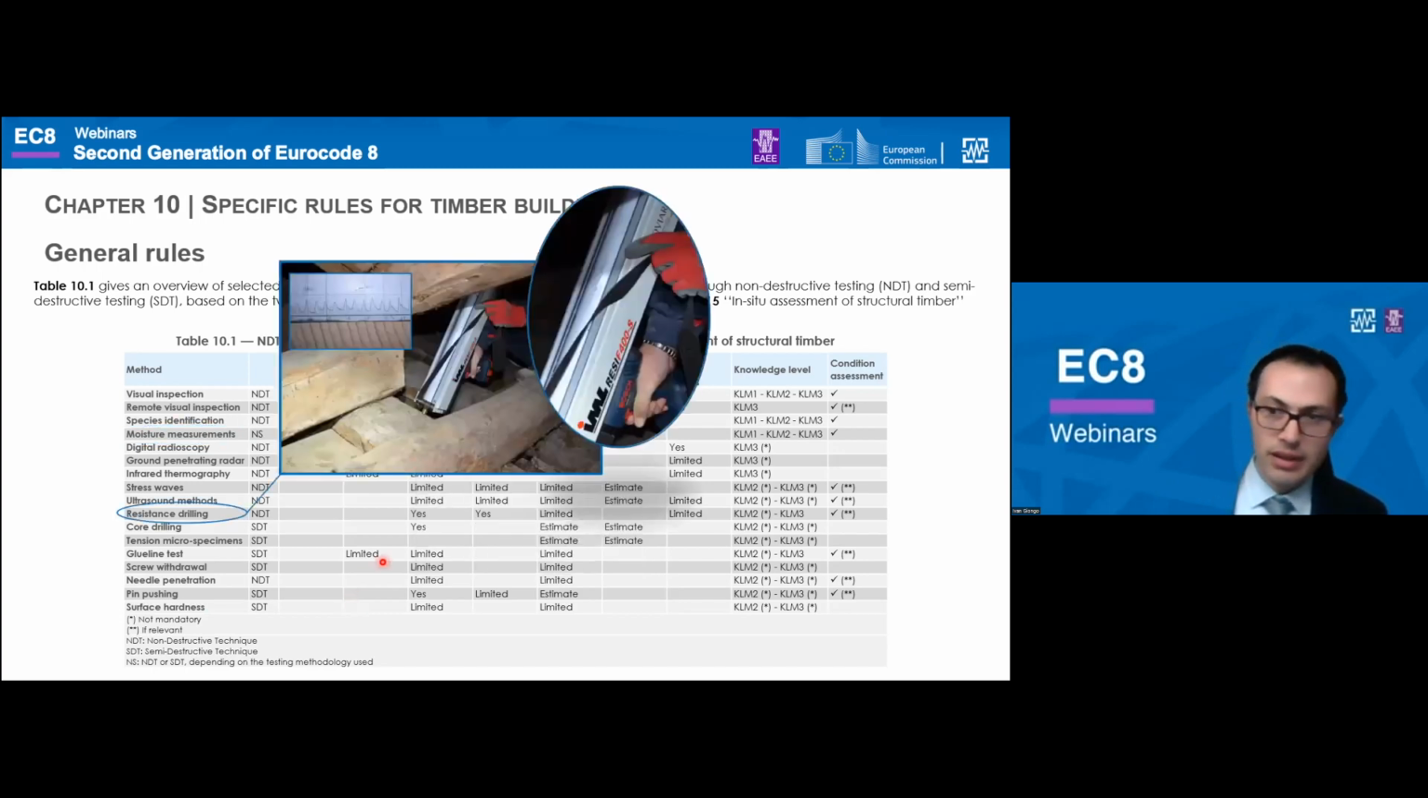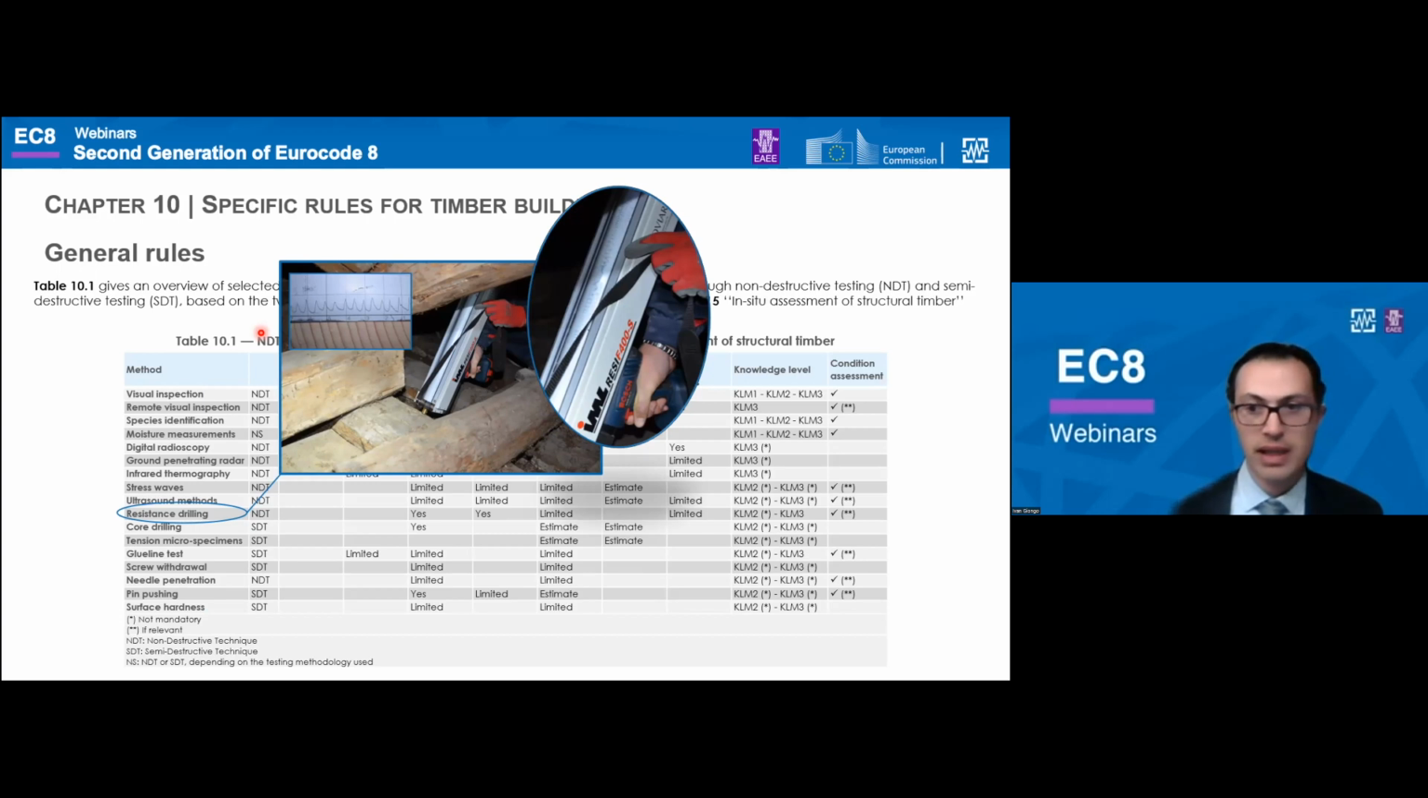For a higher knowledge, we need to be able to locate decay along and across the timber components, as well as try to quantify deterioration. So the resistance drilling method provides the relative density profile, such as the one that you see here, at a certain cross-section by measuring the resistance of wood to being drilled by a very small drill bit.